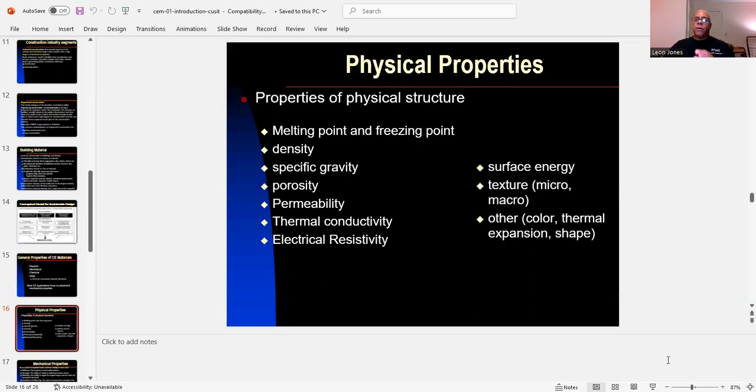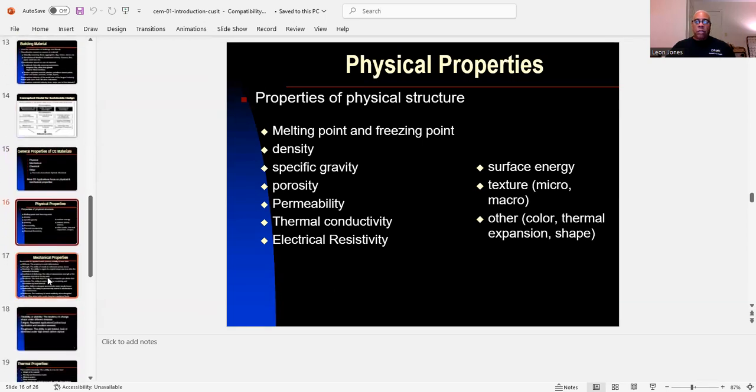Now, when I talk about physical properties, what I'm dealing with is a melting point, a freezing point, a density, a porosity, a specific gravity, permeability, thermal conductivity, electrical resistivity. Then I'm also dealing with surface energy, texture. Now, the texture could be micro or macro, and then other could be thermal. You're dealing with the shape, the color, and of course, the expansion.